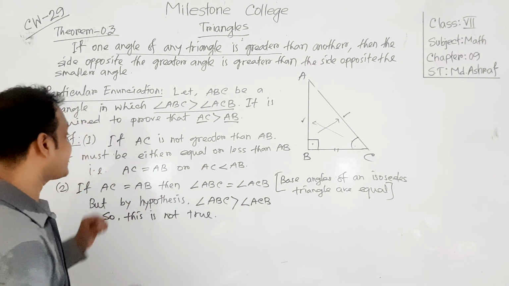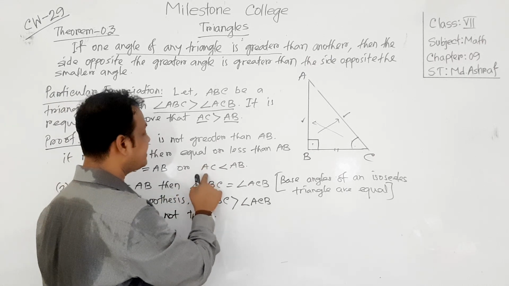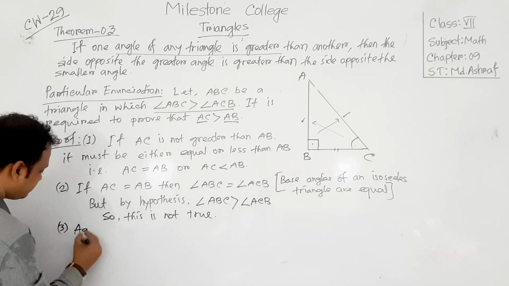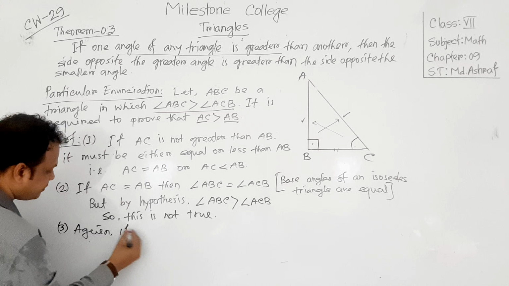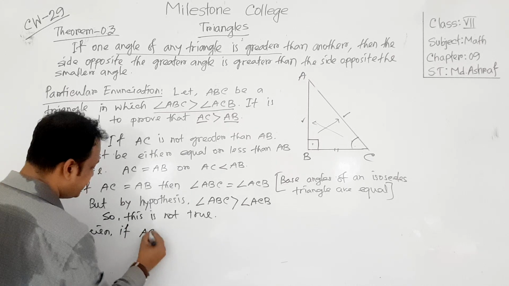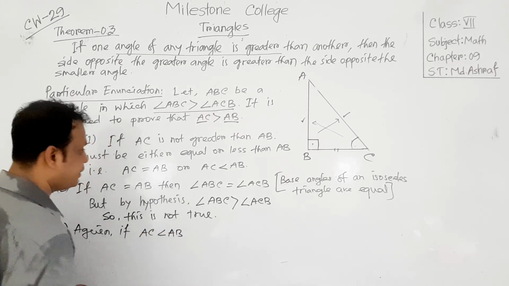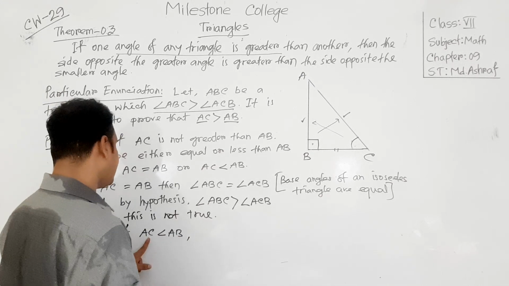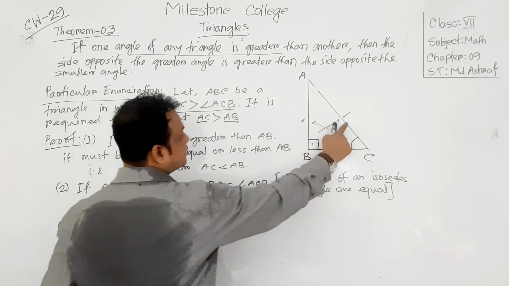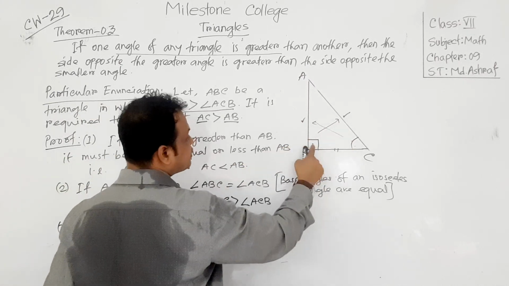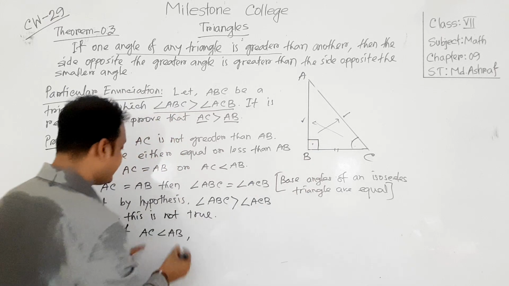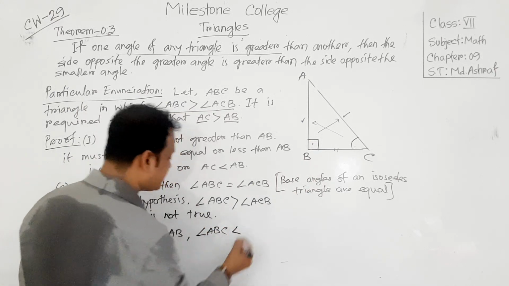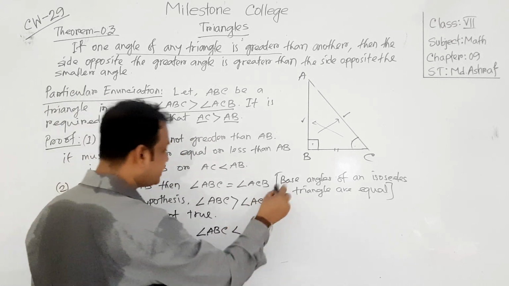Now check the second point. In that case, we'll check AC less than AB. Third point: if AC is less than AB, then side AC is smaller, and the smaller side's opposite angle, angle ABC, will be smaller than angle ACB.